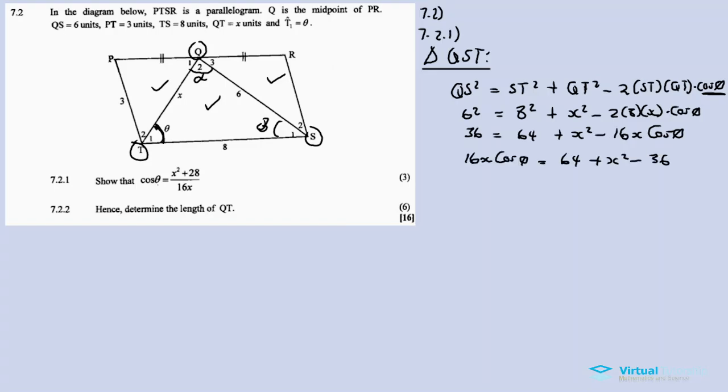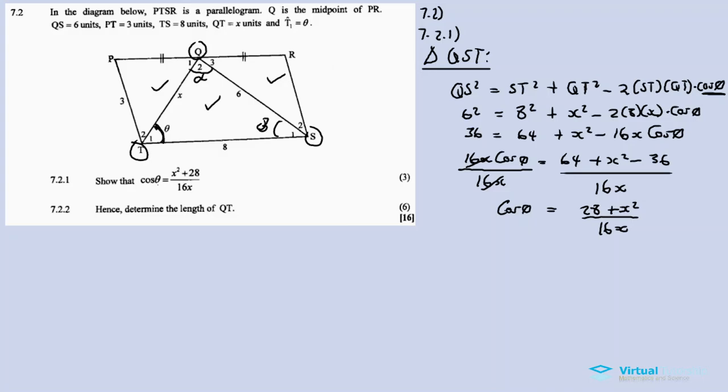So when something like this negative 16x cos theta goes to the left hand side it becomes positive, then you divide both sides of the equation by 16x, because I want the 16x to cancel, right? So what remains is cos theta. Therefore cos theta is equal to 64 minus 36 is 28, plus x squared, divided by 16x. So this is our answer for 7.2.1.